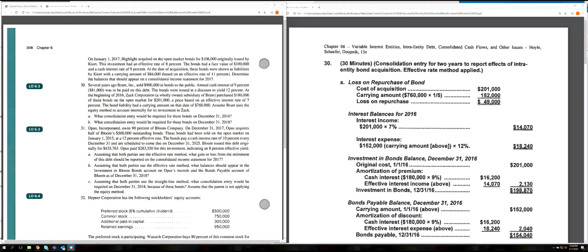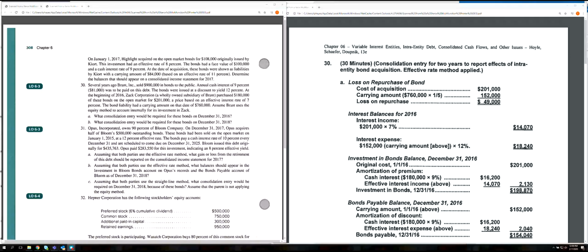So that portion of the debt that Zach bought is, from a consolidated perspective, effectively retired. We will record a loss to retire that portion of the debt. The second and third parts are to figure out what the interest income and the interest expense are that need to be eliminated. The interest income would be reported on Zach's books, but from a consolidated perspective, it has to be eliminated. And the interest expense is the same way. That's on Brandt's books, but from a consolidated perspective, that has to go away.